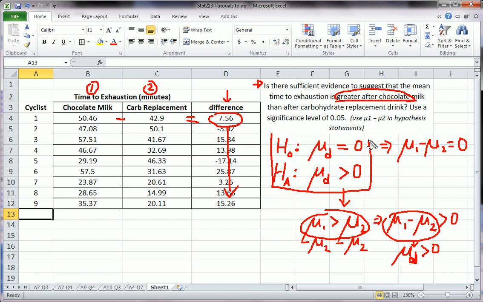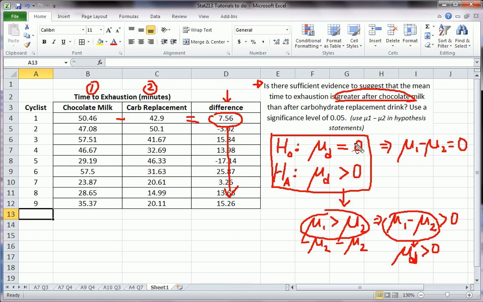And let me put a box around there because there's a lot of stuff around. The null hypothesis is that the difference is 0. The drinks have no difference. The mean time to exhaustion is equal with both drinks, versus the alternative that the difference is greater than 0, which is essentially saying that chocolate milk has a greater mean time to exhaustion than the carb replacement drink.